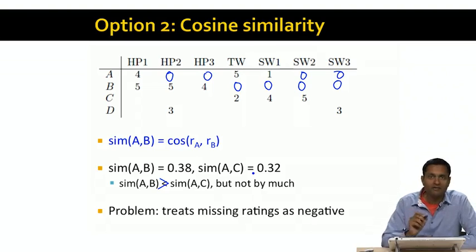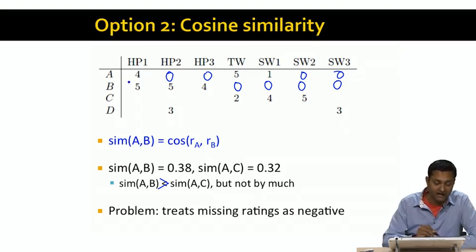The problem we have with cosine similarity is that it treats the missing ratings as negative ratings. What we've done is use 0 to fill in the blanks, and in our rating scale from 0 to 5, 0 is the worst possible rating. So we've sort of assumed that if A has not rated Harry Potter 2, he'd give Harry Potter 2 a rating of 0, which is a bad assumption, given that he actually liked Harry Potter 1. So this is the problem that we have with cosine similarity that we'd like to fix.